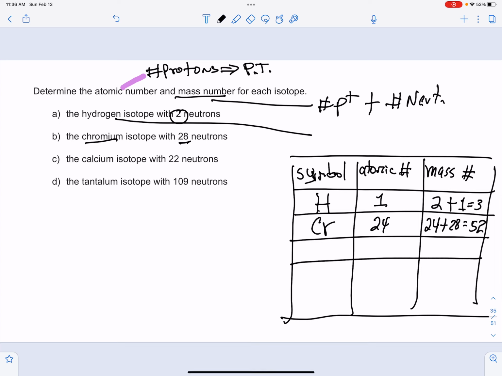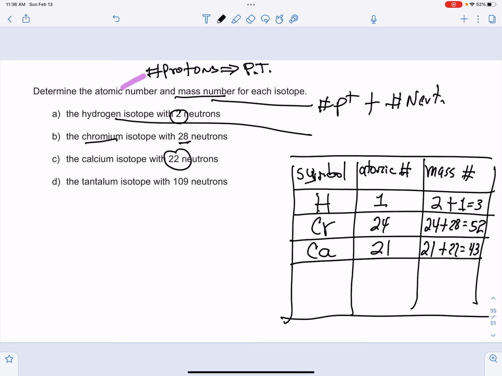What about the next one? Calcium. Calcium is atomic number 20, which means it's going to have 20 protons plus 22 neutrons, so the mass number is 42.